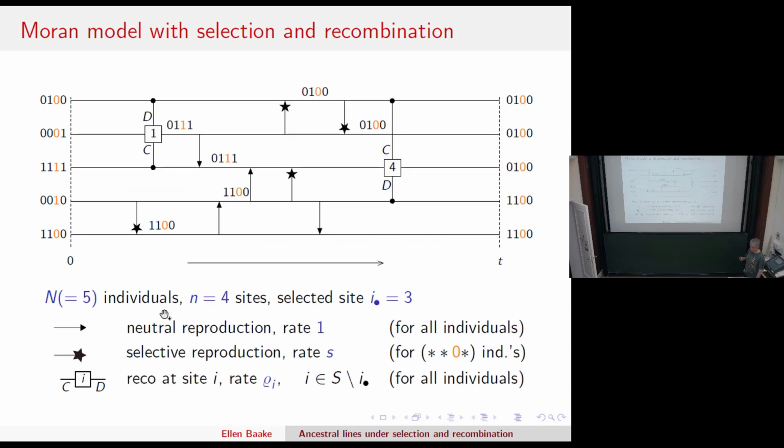So that was the model in words, but we are here at a meeting about interacting particle systems, so you expect to see an interacting particle system representation. Here it is. We have n equals 5 individuals. Each is represented by a horizontal line. Time runs from left to right. We have 4 sequence sites.